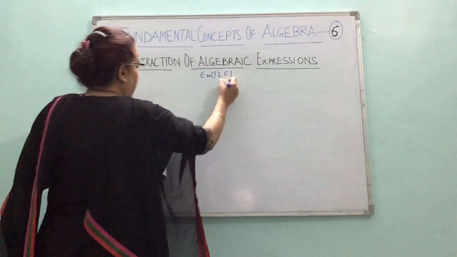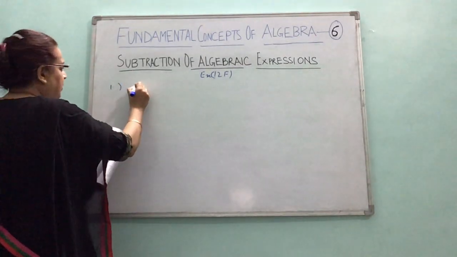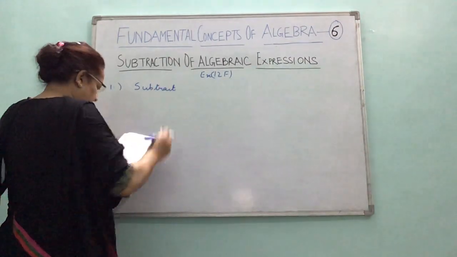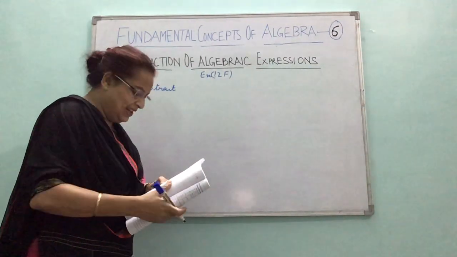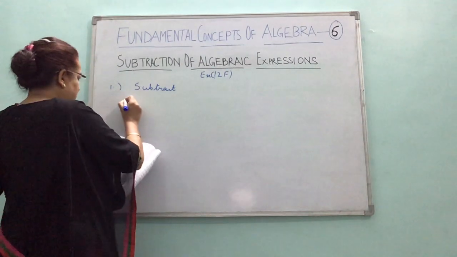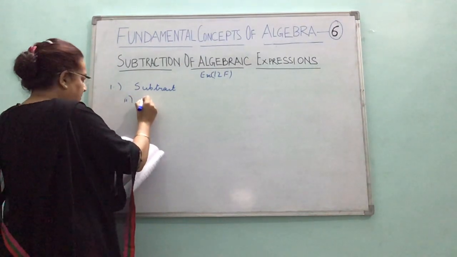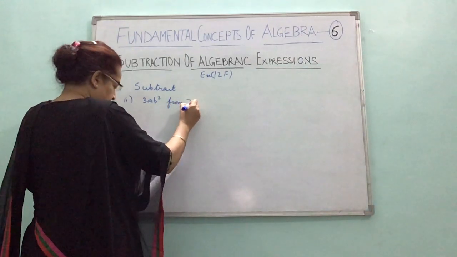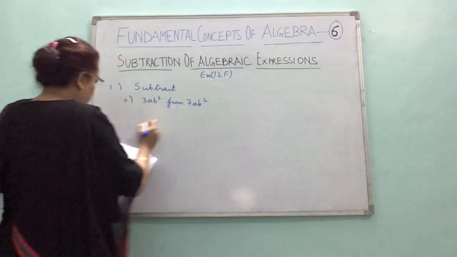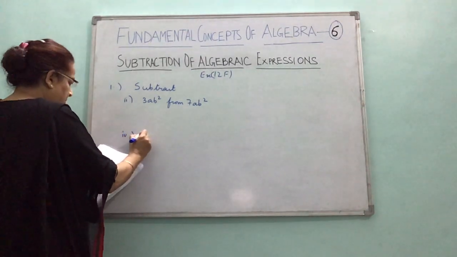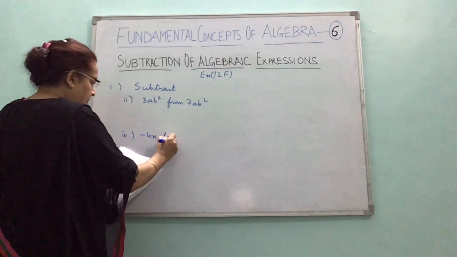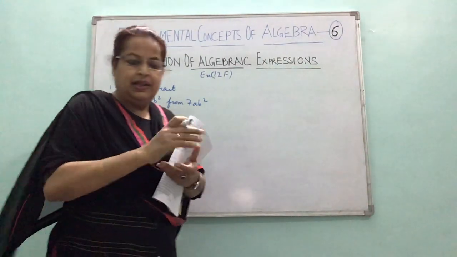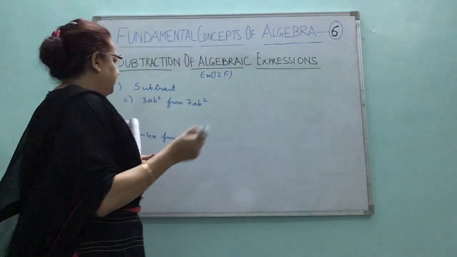Now question number 1. See, it says subtract. Now in integers also you were given subtract first from second. So I am taking the second subpart. Subtract 3ab square from 7ab square. I'll copy two of these. Subtract minus 4x from 11x. Right? Now let's see.